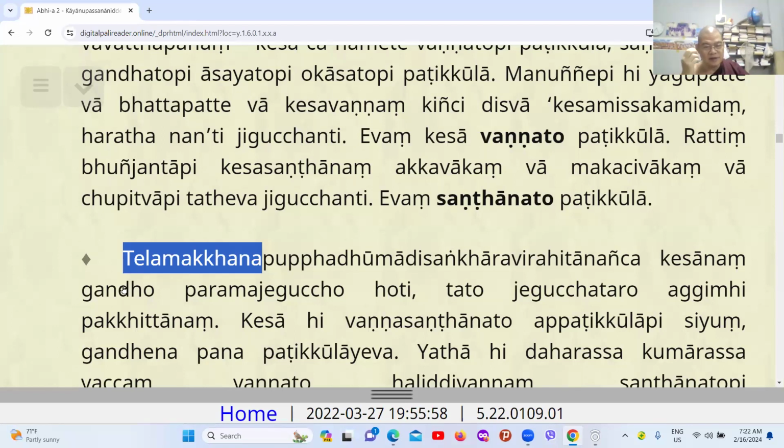The smell of the hair is very, very disgusting. So don't wash your hair. You keep it for 1 week. What happened to your hair? So the gandha, the smell of the hair, is very disgusting.